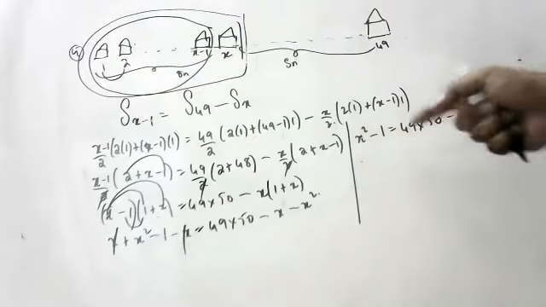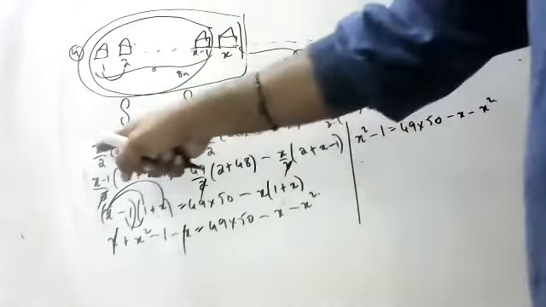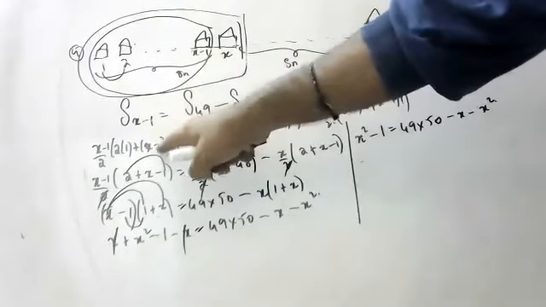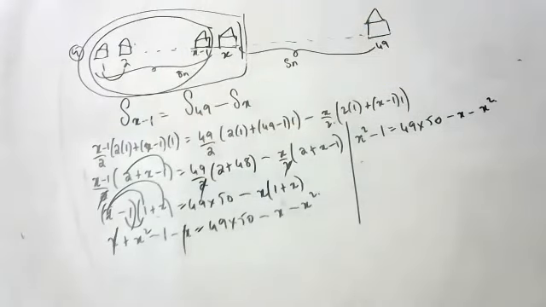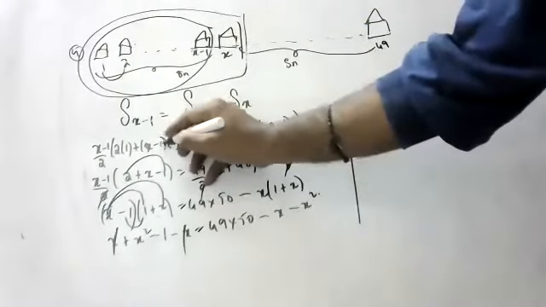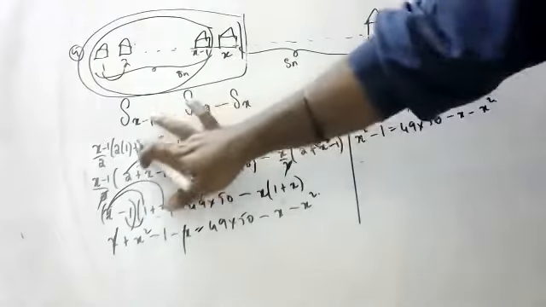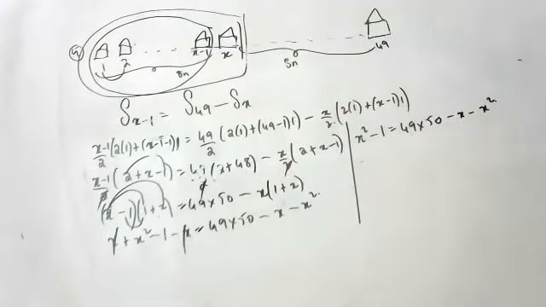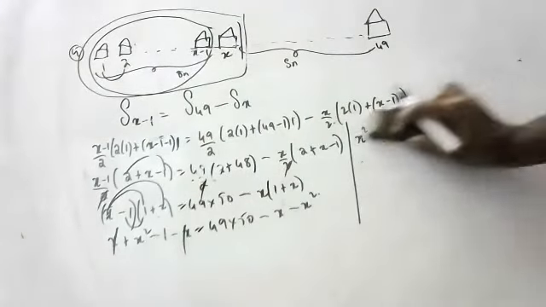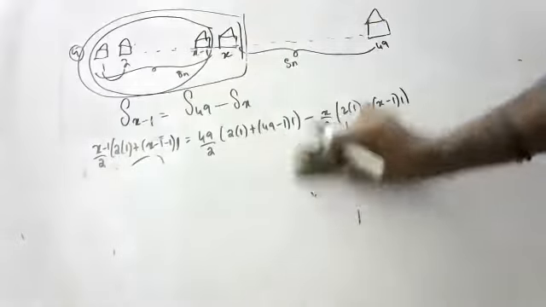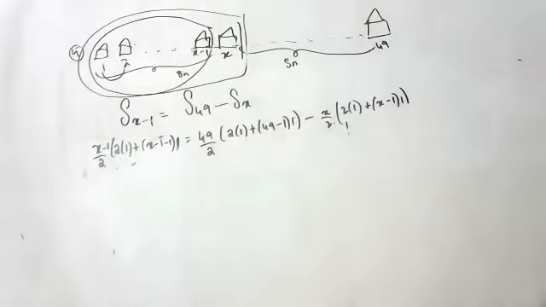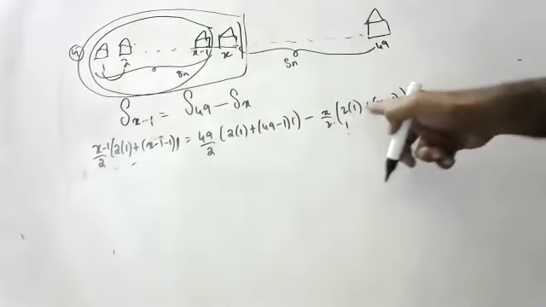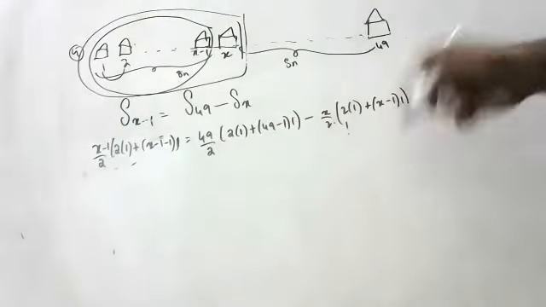Somewhere we did wrong. Please check once, children. Here I did wrong: x minus 1 minus 1. If we do any small mistake, children, everything will go wrong. Once check, children, everything is correct or not. X minus 1 by 2, 2 into 1, x minus 1 minus 1, correct. This is correct.